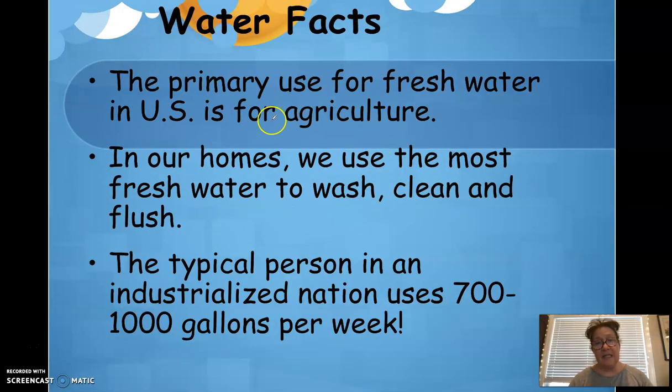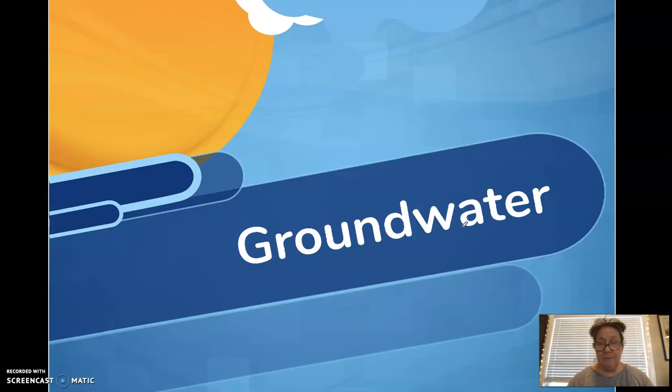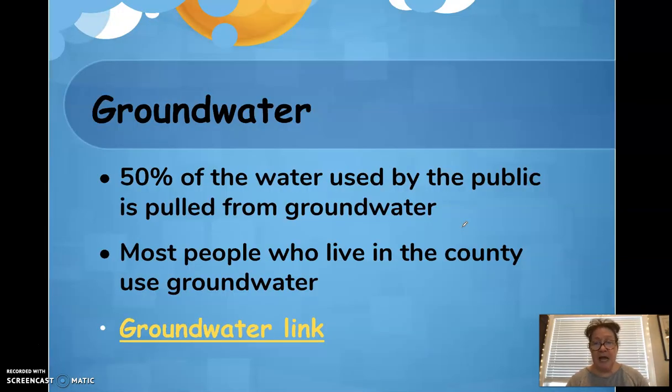Some other facts about freshwater supply. As I said, the biggest use of fresh water is actually used for agriculture. And the typical person in an industrialized nation, not in a third world country, uses between 700 to 1,000 gallons per week. And now that we're home with Corona, the COVID-19, we're probably using more water than typically if we were out and about. So let's look at our groundwater supply.